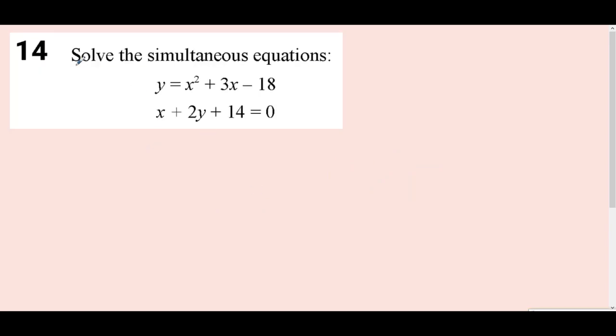So in this question, we are asked to solve the simultaneous equations. We can see that the first one is quadratic, the 2nd one is linear. But we've got the first one in terms of y. We might as well just substitute that whole expression for y in the 2nd equation. So doing that, we get x plus 2 lots of x squared, add 3x, subtract 18. And we've got the add 14 outside the brackets equals 0.